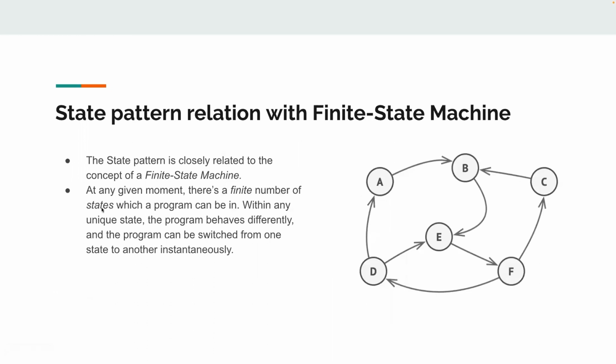This state design pattern is kind of a finite state machine, where at any given moment there's a finite number of states the program can be transferred to. Suppose the state is A currently, and based on some conditions, it will change to state B. After B, the next step will be to change it back to A. In this way, the state machine behaves differently at each given time. Next slide.